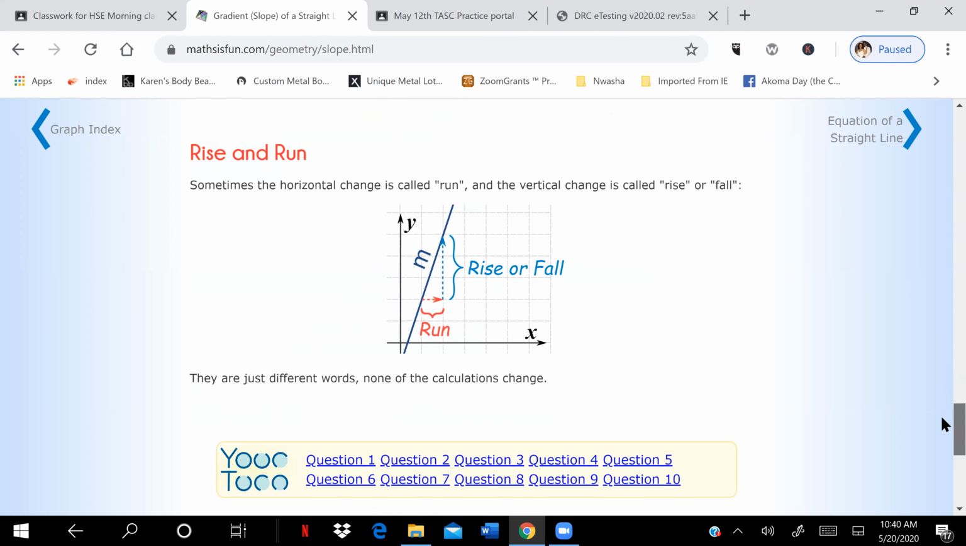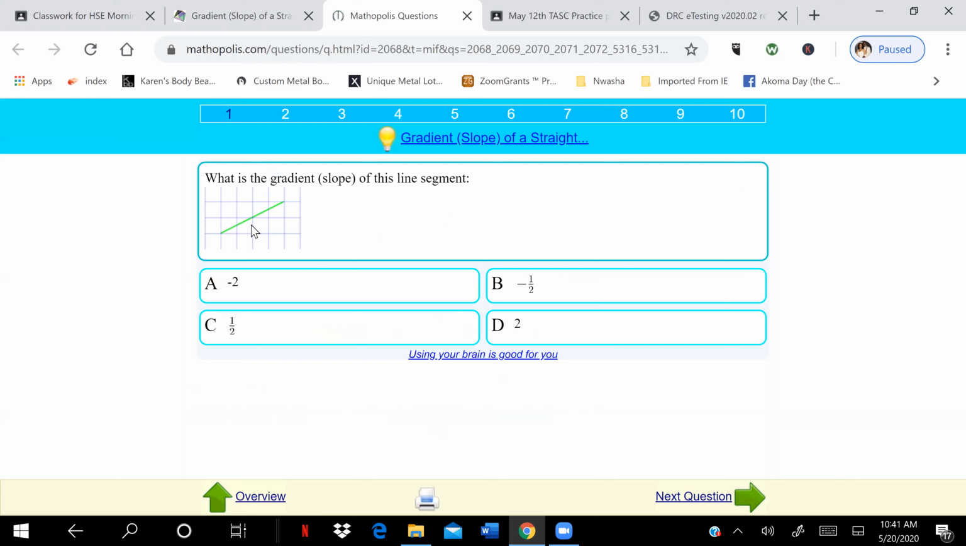So now they're showing you that M is what they're calling the slope. So this is where they show the formula again, that M is going to equal the rise over the run. So when you look at these questions, you can use the grid. There's no numbers. It's just saying, what is the slope of this line?